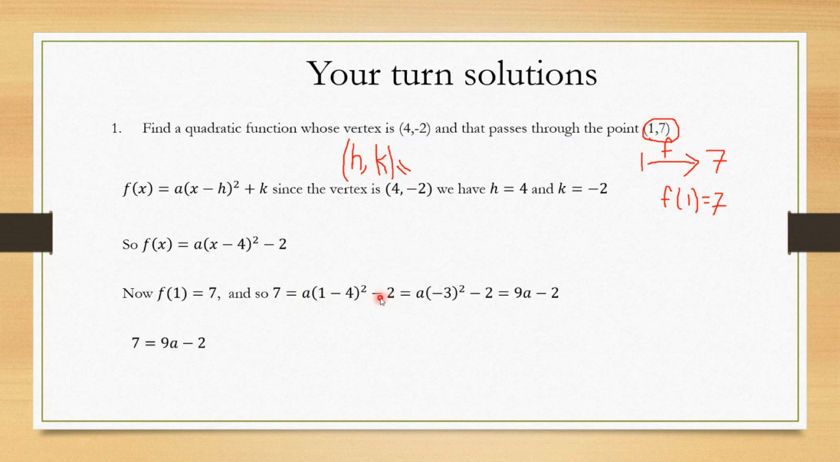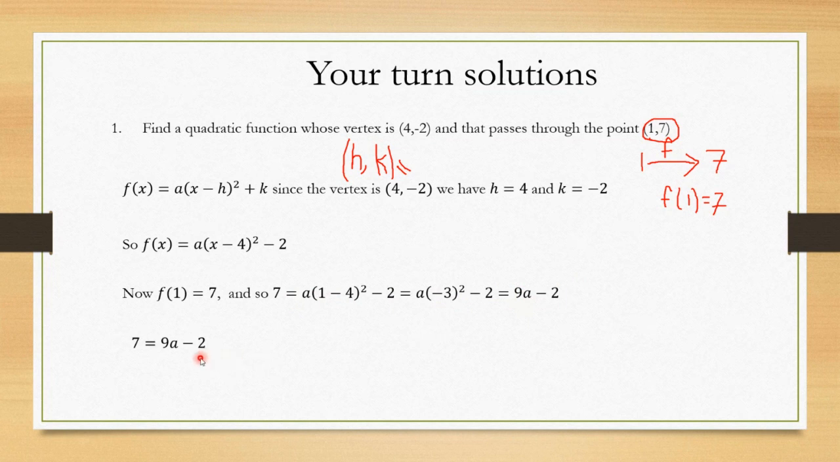And now we just simplify a bit, because we know 1 minus 4 is minus 3. So we get a times (minus 3) squared minus 2. Minus 3 squared is 9, so we have this. Again, I put a, the unknown, to the right of the number like this. If you left it as a times 9, that's fine. So we get 7 is 9 times a minus 2.